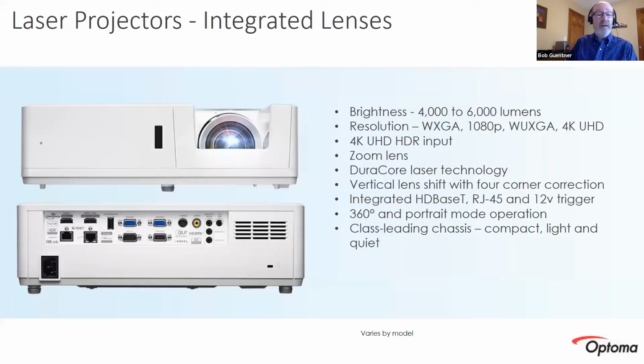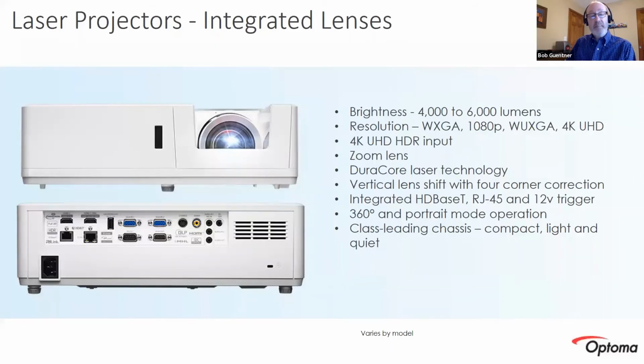We also have laser projectors with integrated lenses. Optoma offers 18 different laser projectors with the integrated lens. We offer wide XGA, 1080p, wide UXGA, and 4K resolution models that range in brightness from 4,000 to 6,000 lumens. Many of these models have an HDMI 2.0 input that accepts the 4K HDR signals.